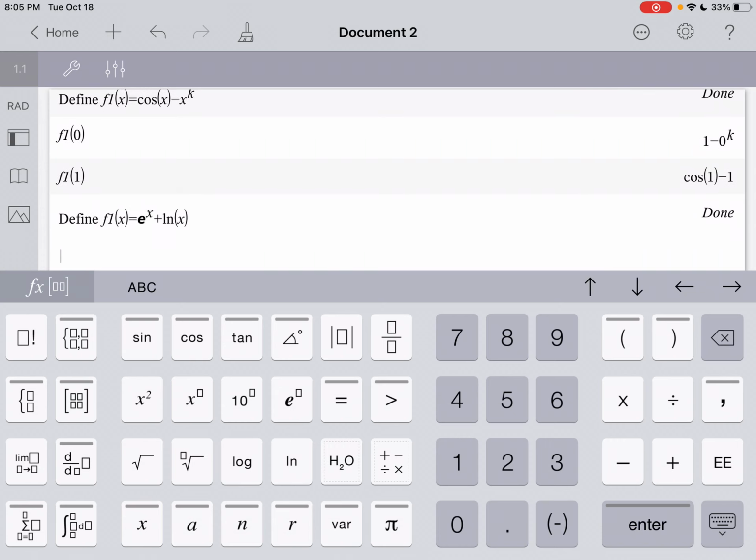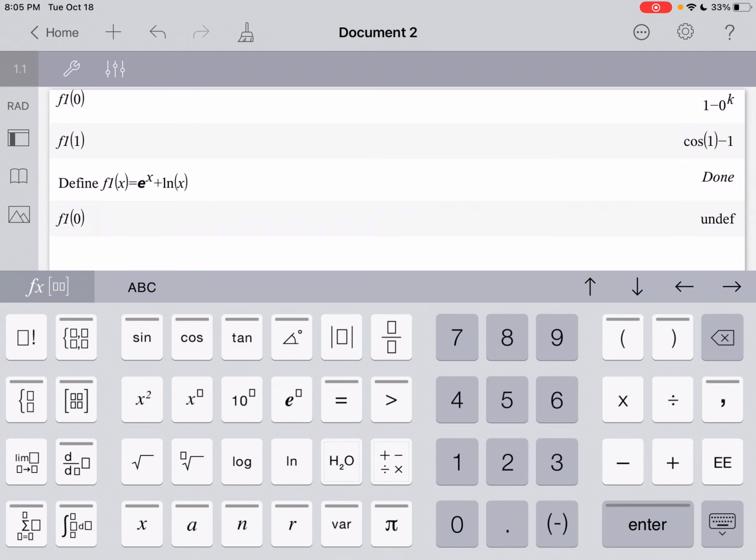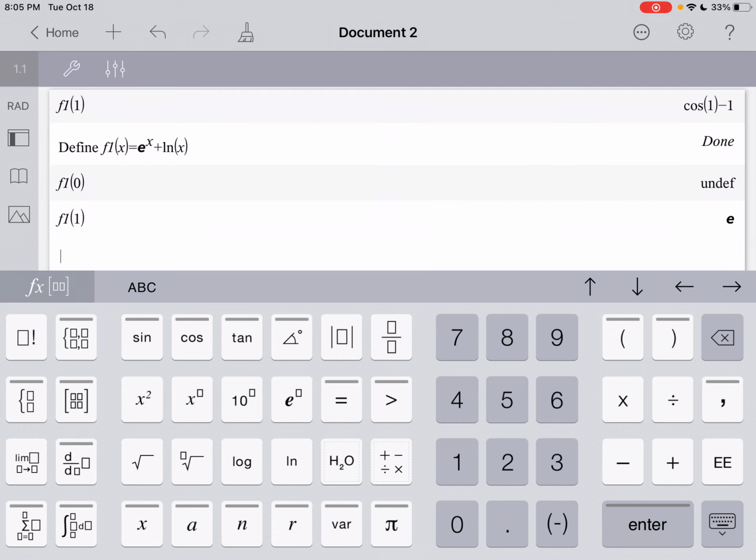And just to make sure I'm right so far, let's see what happens when we try to do f1 of 0. This is what I told you guys was going to be undefined. Sure enough, it is. And just to make sure we're on the right track, f1 of 1, that one should have gotten us a value of e. There it is, 2.718.